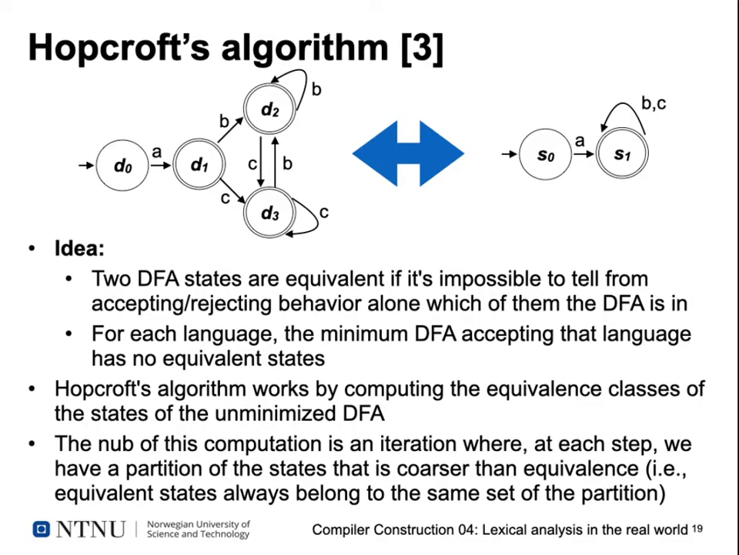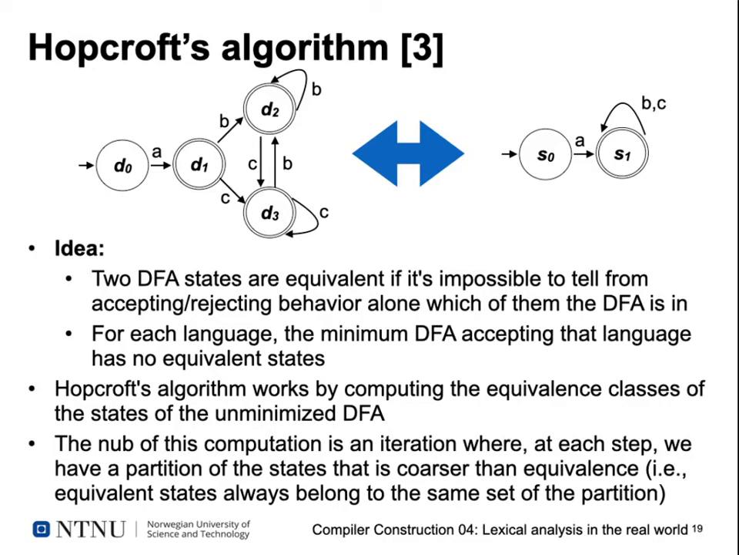So what we want to introduce now is an algorithm to actually minimize this set of states, so to get from the left example to the right example. So the idea behind this is that two states in a DFA are equivalent if it's impossible to tell from the accepting or rejecting behavior of the DFA alone which of these states the DFA currently is in. So for each language, the minimum DFA accepting the language has no equivalent states.